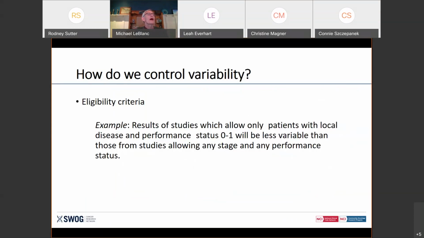So how do we control variability? We do it by eligibility criteria. So think of this example. Results of studies which only allow patients with local disease and performance status, say 0 or 1, will be less variable than studies allowing any disease and any performance status. So in other words, we have eligibility criteria, obviously for patient safety, but also to decrease variability with respect to our results. If we keep those patients as similar as possible, we allow some variability control. Next slide.